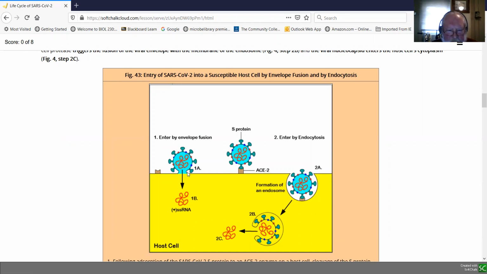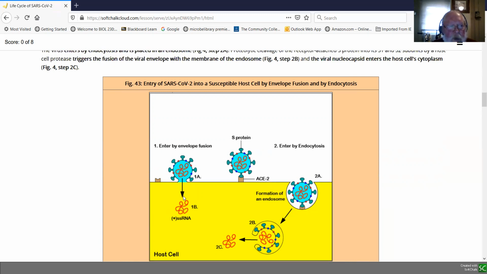So here we see the virus is absorbed. The fusion peptide S2 allows the viral envelope here to fuse with the host cell membrane, dumping in the viral nucleocapsid, the plus single-stranded RNA genome covered with N or nucleocapsid proteins.